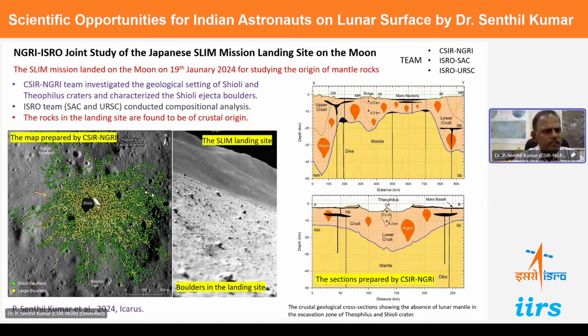So look, last year, the Japanese SLIM mission landed on the ejecta boulder field of a small crater called Shioli. They landed on the boulder fields. Therefore, the international missions give very high importance to these boulders because they give lots of ideas about the Moon.